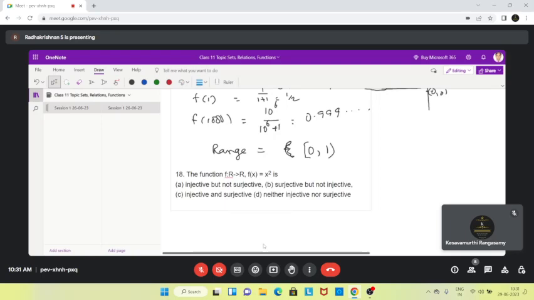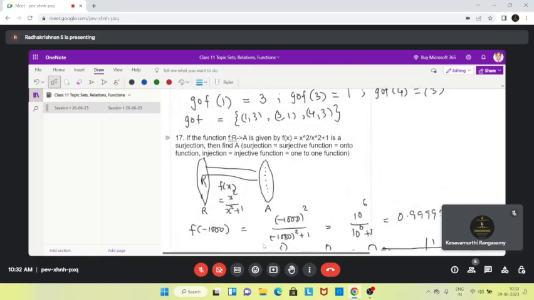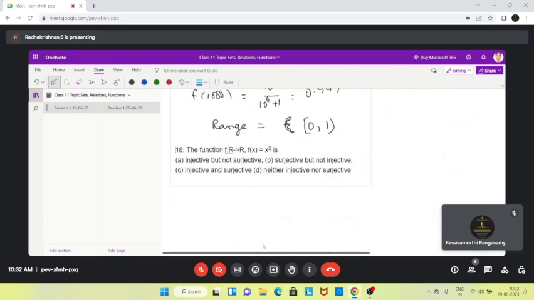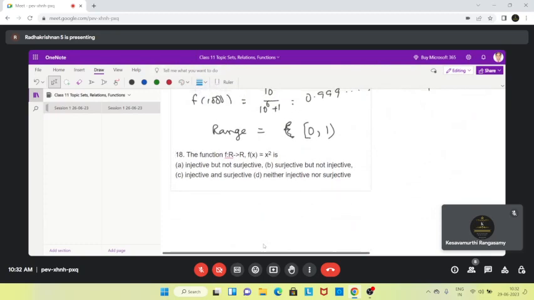The function from R to R, f of x equal to x square: is it injective but not surjective, surjective but not injective, injective and surjective, or neither injective nor surjective? You know what is injective and surjective? I think it came in the previous problem also. I have written here: surjective equals onto, injective equals one to one. So you have to tell me whether this function is one-to-one or onto, or neither one-to-one nor onto. What is it?